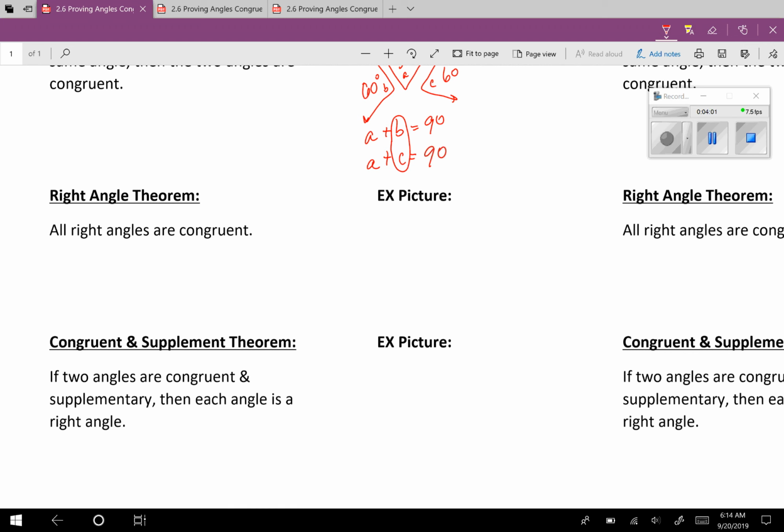Okay, right angles theorem. All right angles are congruent. If you have a right angle here, and you have another right angle, you know that they are both congruent. So angle A is congruent to angle B. 90 is equal to 90.